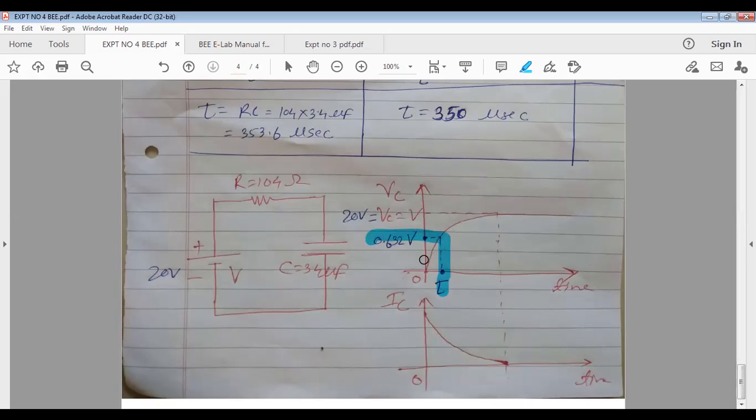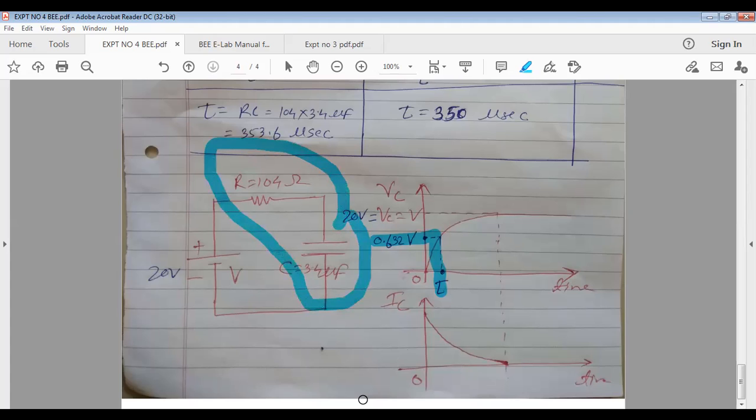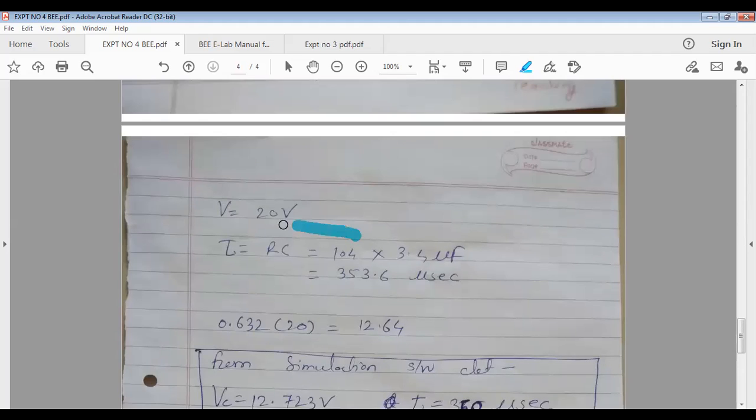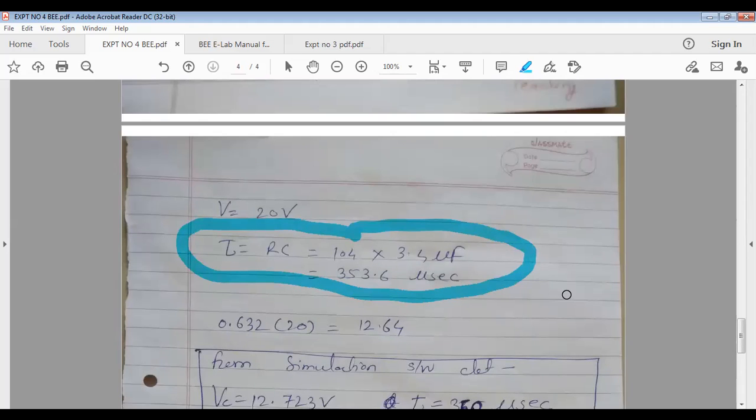It is the time taken by the capacitor when voltage across it is equal to how much? Yes, voltage across capacitor is how much at tau? See the graph. Correct, 0.632 times the supply voltage. So how can you calculate tau here using these two values of R and C? So you will get it. Tau equals R into C.